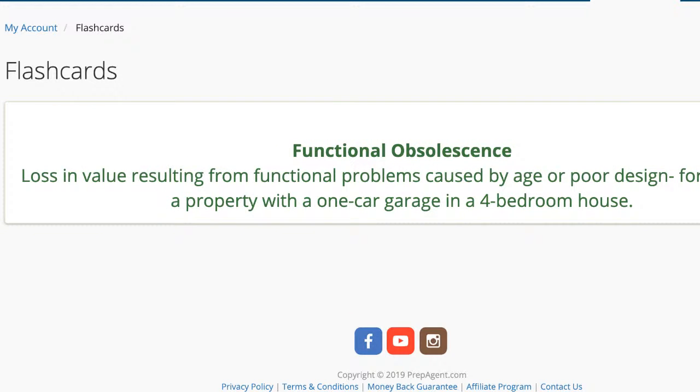What are the other two types of depreciation that come up on your exam? So the other two types of depreciation are economic obsolescence and physical deterioration.